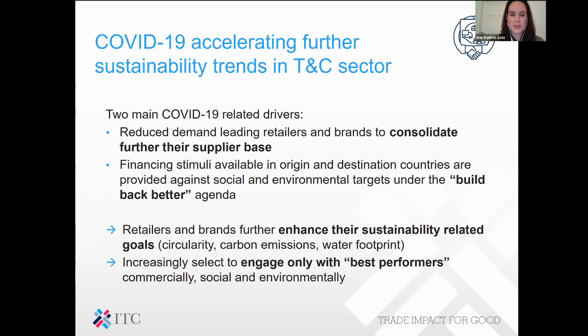So we see both on the one hand, a consolidation of the supplier base. On the other hand, we see economic stimuli which link financial support to social and environmental targets. And hence what happens is that we have retailers and brands even further enhancing their sustainability related goals, in terms of circularity, carbon emissions, water footprint, and also, of course, these brands and retailers wanting to engage only with the best performers among their suppliers, who are meeting all their commercial requirements, but also their social and environmental. So when we have a large buyer reducing their supplier base, let's say from 100 to 50, those 50 need to meet all the different requirements in the best possible way they have set forth.